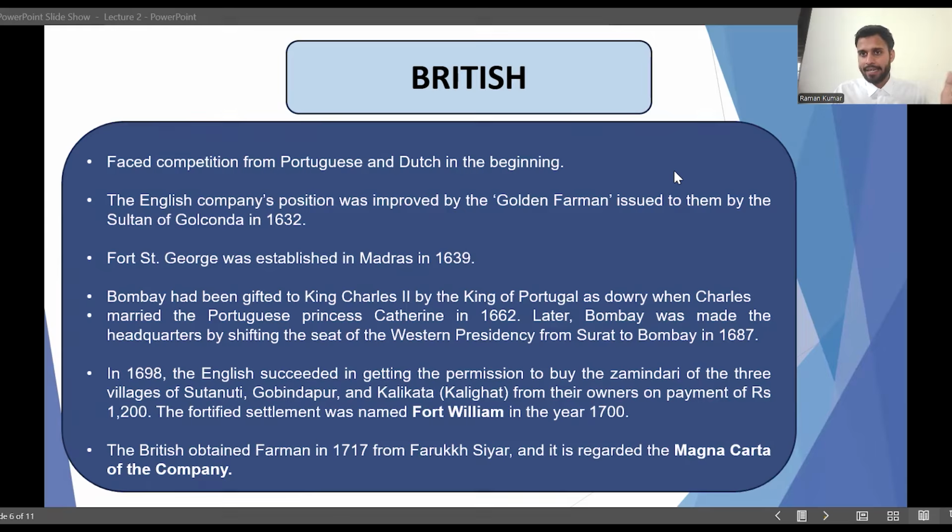In 1698, we are going in a chronological manner, as you will notice. The British succeeded in getting permission to buy the zamindari of three villages, Sutanati, Gobindpur and Kalikata. Around these three villages, the city of Calcutta was founded by the British. And they established Fort William there in 1700.